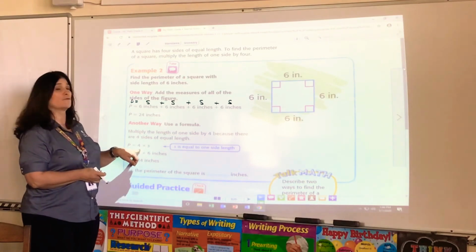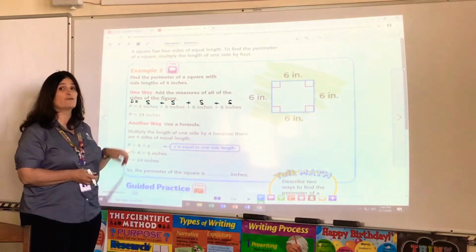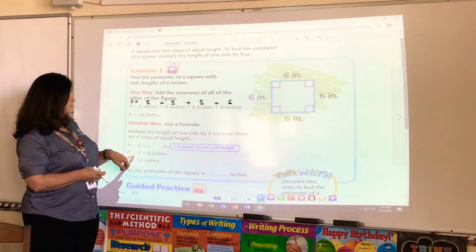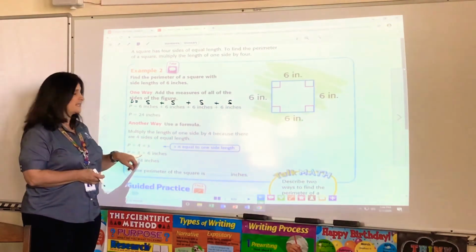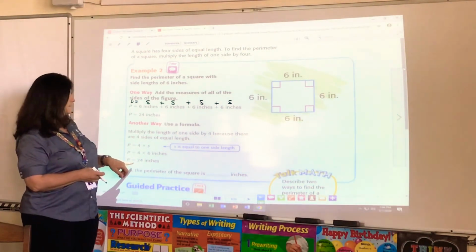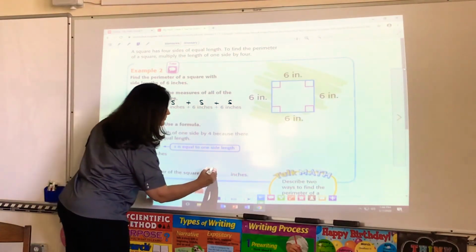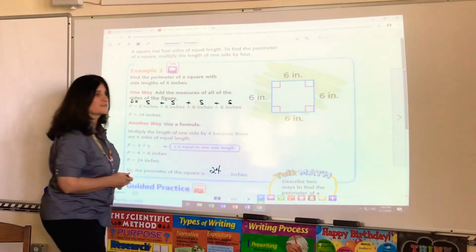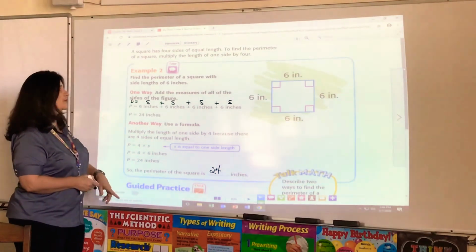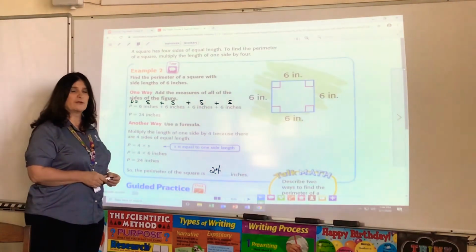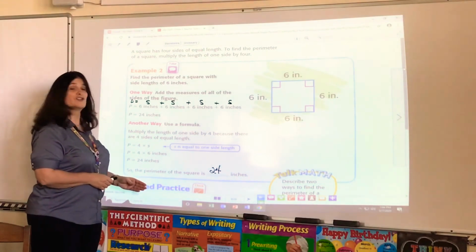So P equals 4 times S. So this is another formula. P equals 4, because there are 4 sides, times 6, the 6 inches. P equals 24 inches. So the perimeter of the square is 24 inches. Okay? We're going to apply what we learned about perimeter and the formulas to the guided practice.